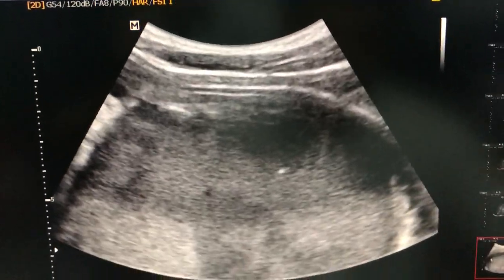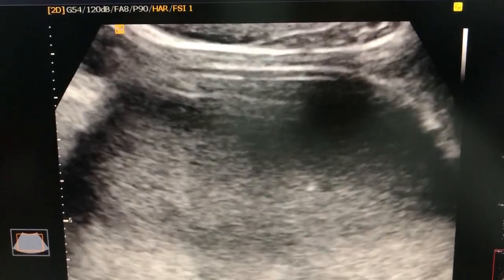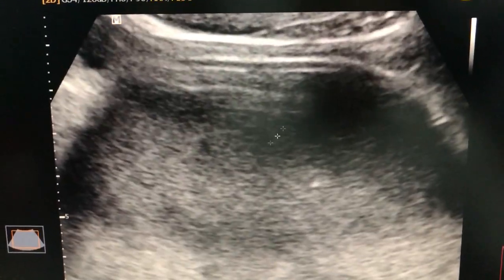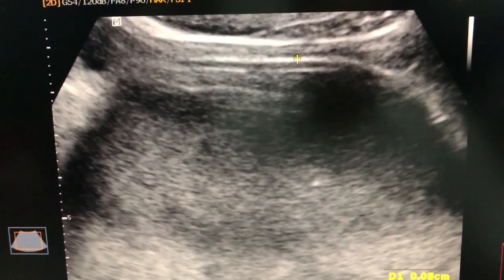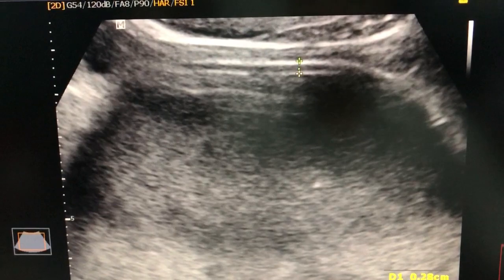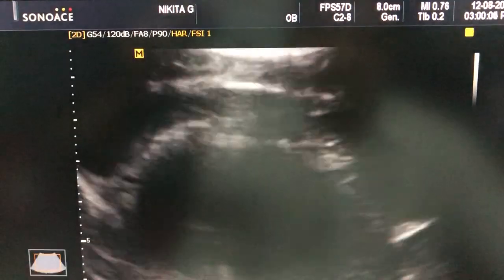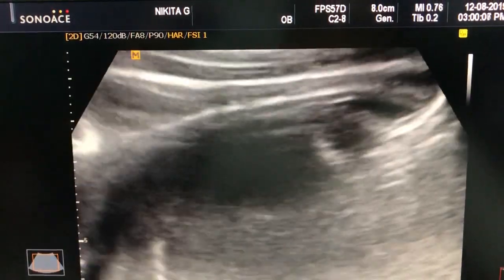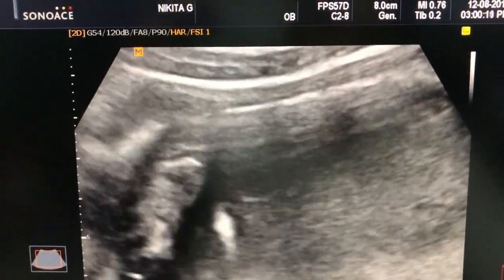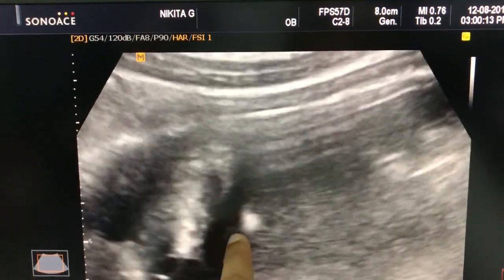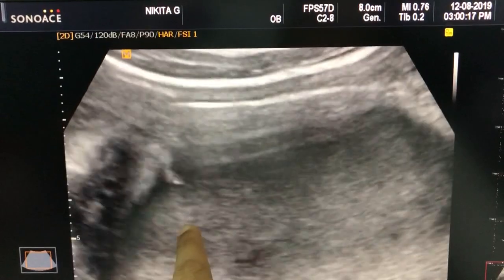Here also let us measure the parallel line. It is 2.8 roughly, more than 1.5, which is normal. And this is the area where the torsion has occurred. You see this septa.